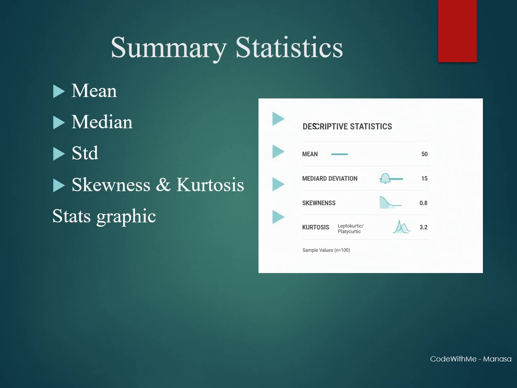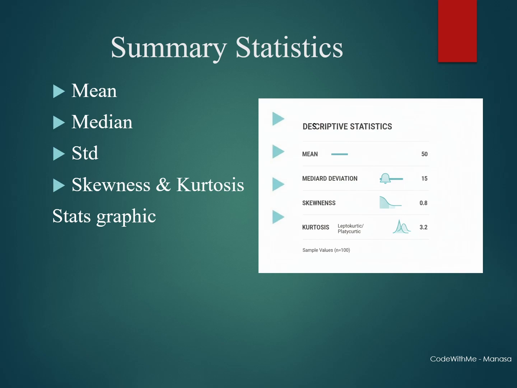So what are summary statistics? Before plotting everything, we have to summarize some things. It's helpful to check summary statistics also. They include mean, median, standard deviation, minimum and maximum, skewness and kurtosis. There is a graph here where there are some statistics with values: mean, median, deviation, skewness and kurtosis. These are sample values where n equals 100. These statistics give a quick overview of central tendency, spread and shape of the distribution also.